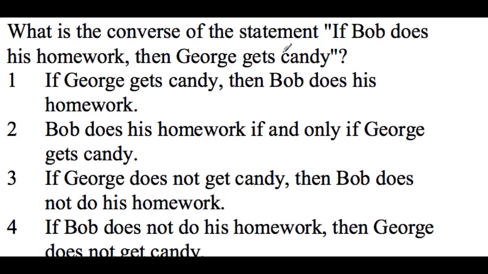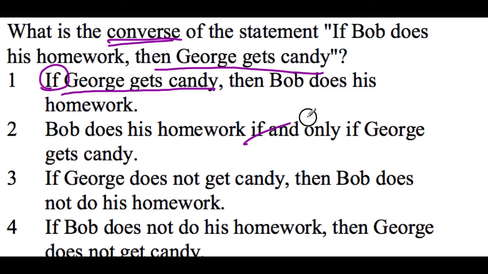What is the converse? The converse is switching the order. So we have George gets candy. Even though that was the conclusion, what we are looking for, George gets candy has to be the hypothesis. So the word if implies that whatever comes after the word if is the hypothesis, and the first one seems to be true. If and only if is biconditional, so that is out. If George does not get candy, this one is in fact a negation of the conclusion, and that's not what we're looking for. If Bob does not do his homework, that is simply the inverse of the first part. So our answer is choice 1.